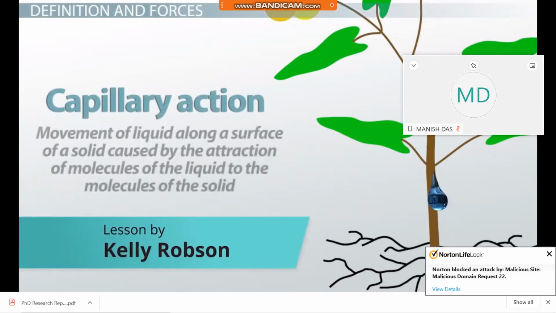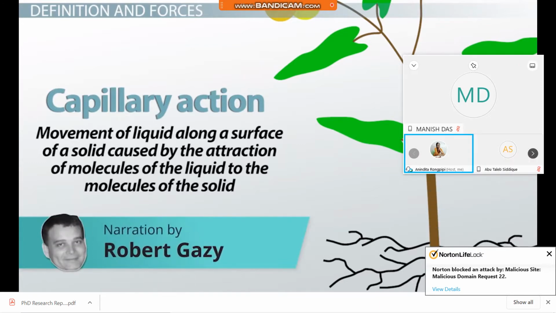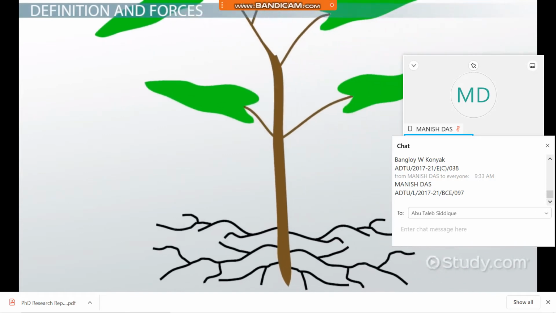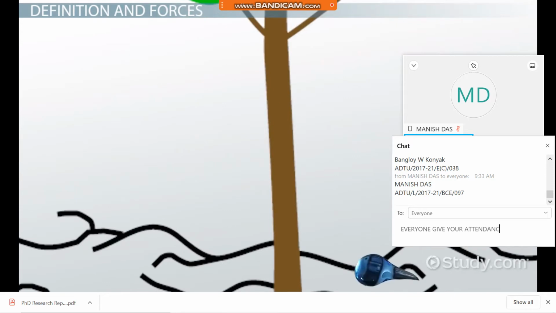Capillary action is the movement of liquid along a surface of a solid caused by the attraction of molecules of the liquid to the molecules of the solid. Let's simplify. Plants use capillary action to bring water up the roots and stems to the rest of the plant. The molecules of the water, the liquid, are attracted to the molecules of the inside of the stem, the solid. This attraction is used to help force the water up from the ground and disperse it throughout the plant.